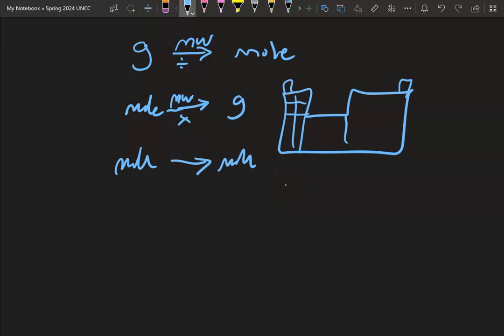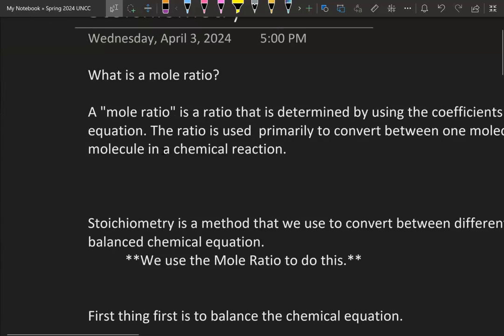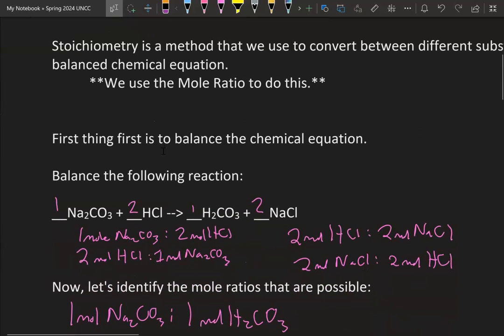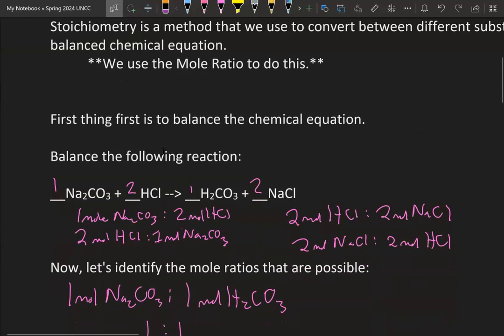Okay, so for simplicity reasons, we are going to add a new roadmap in here, and we're going to call this moles of A converting into moles of B, and we're going to utilize the mole ratio, which is represented by MR. All right, so the first thing we need to do is to balance the equation, and we're going to look at this example here. It's already written out several steps, but let's just go ahead and get through this.